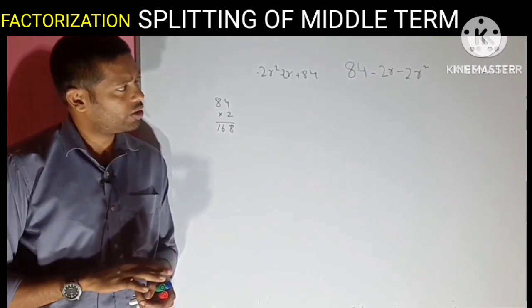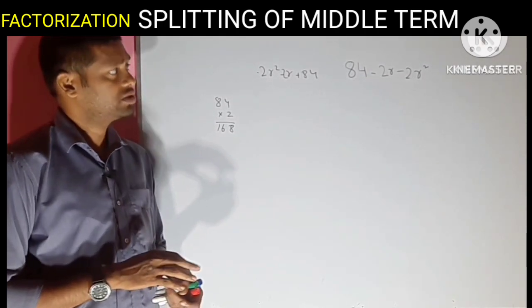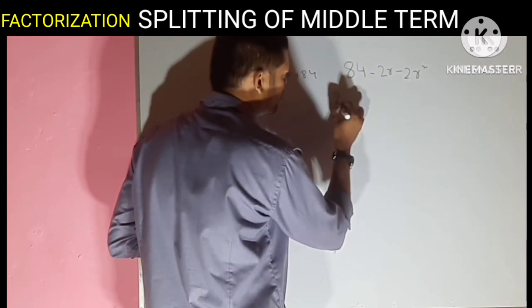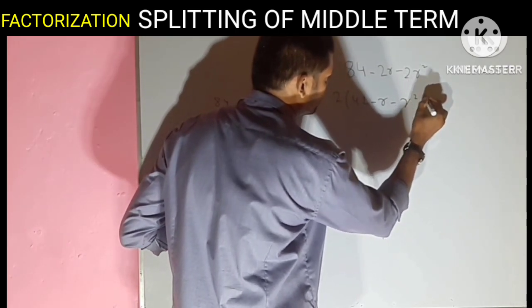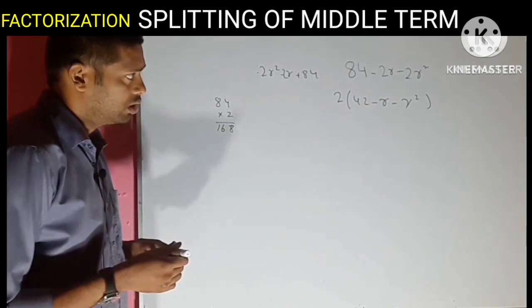So is it possible to take any common? Yes sir, it's possible. Sir, how much? Sir, 2. So do one thing, take 2 common, so you are left with 42 minus r square. Very good. So like this we can do.